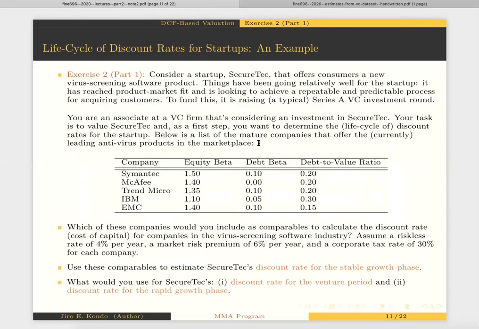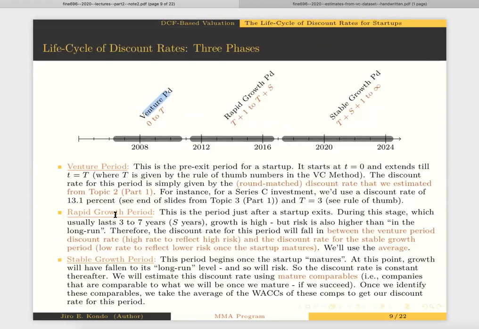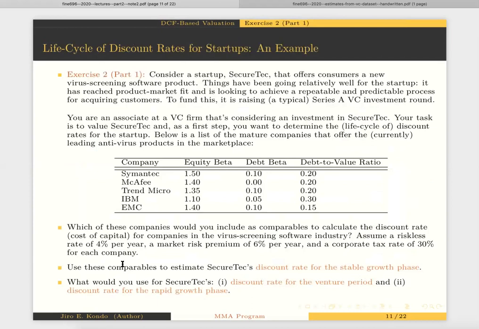Before I get that discount rate, I'm going to get the discount rate for the stable growth phase. If we take the approach where the rapid growth phase rate is the average of our discount rate for the venture period and stable growth period, then by definition, we're not able to get this number until we have both of those numbers. So we have this one, 14.75%. Let's get an estimate of a stable growth discount rate for SecureTech.